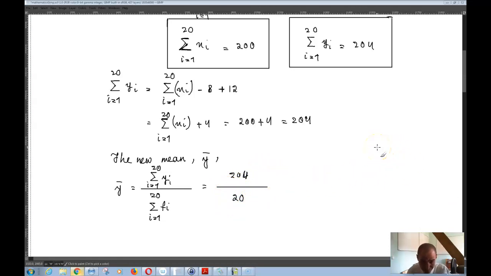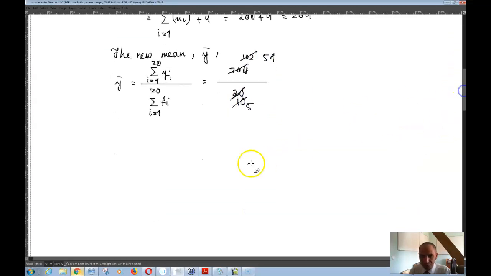Now basically 204 divided by 20 is equal to 10, and this is 102, and this is 51. 51 divided by 5 is 10 with a remainder of 1, then I have a 0 here, and 2 times 5 is equal to 10. So that's 10.2.